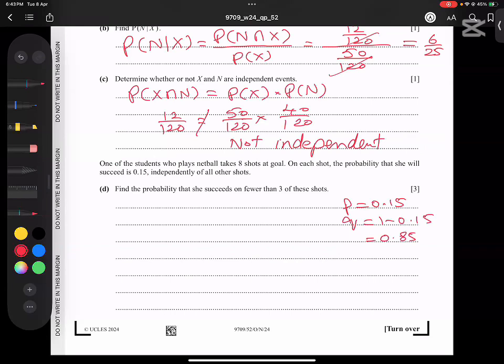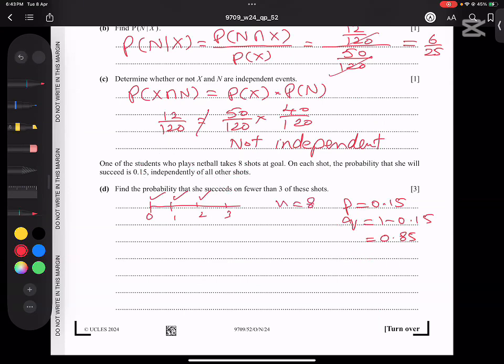She's saying independent other shots, and what is the probability she succeeds on fewer than 3 attempts? What does fewer than 3 mean? Less than 3. So if I draw a number line, you talk about 0, 1, and 2, and 3. So less than 3. And what is n, attempts? Total attempts are 8. So we can write 8 as n.